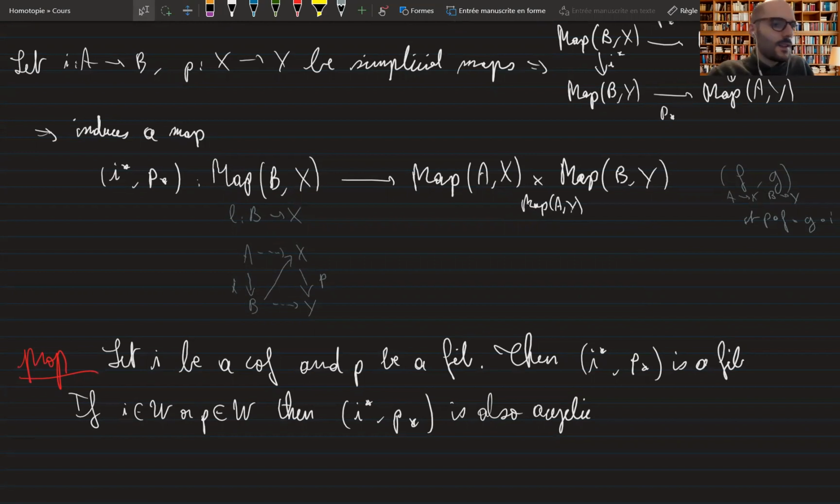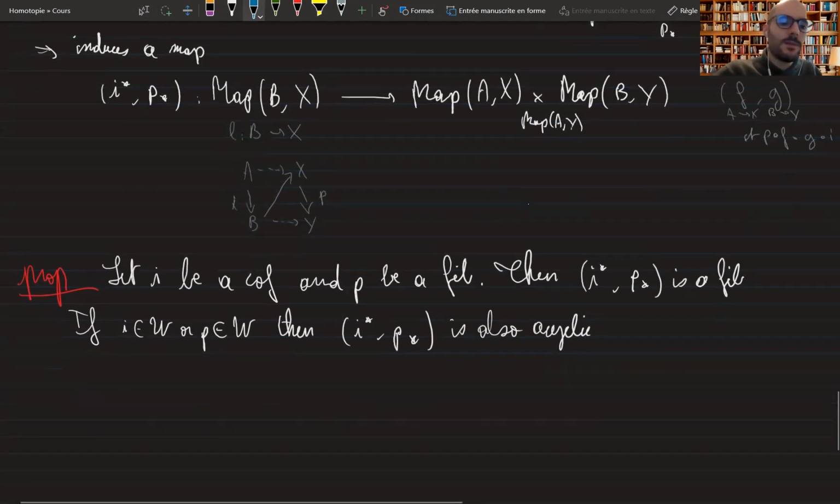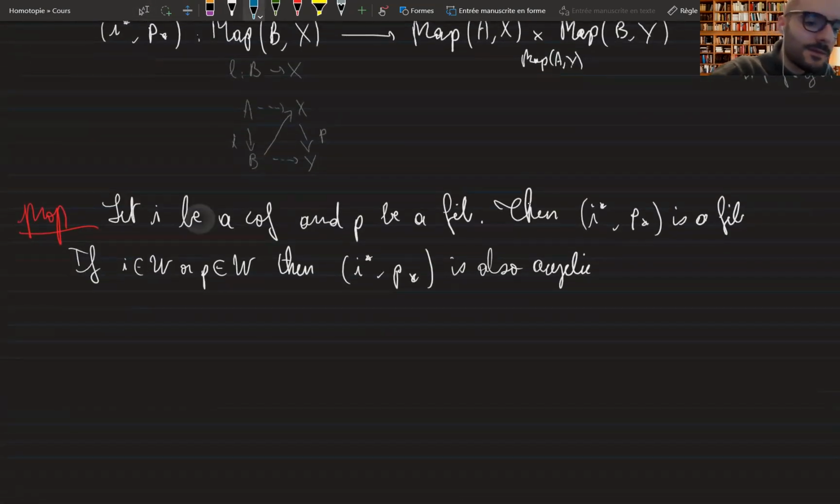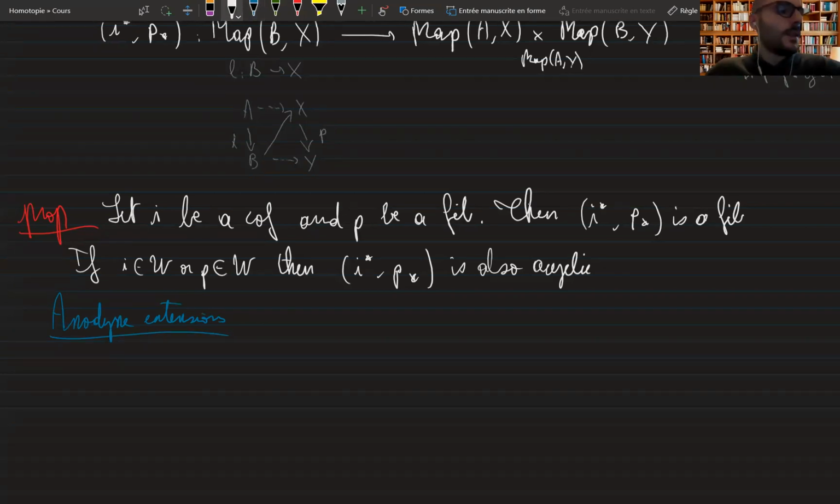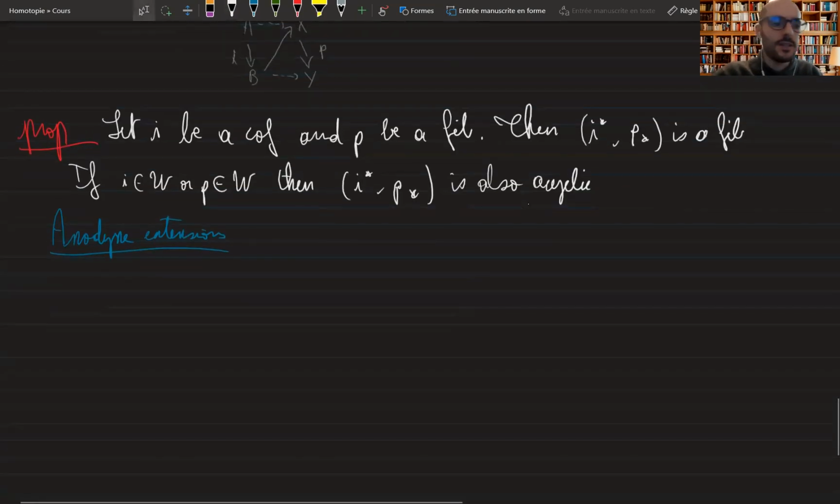Okay, so to prove this theorem, I need this theory of anodyne extensions. This is the part which is not in the notes yet, but you can find it in the book of Goerss and Jardine.